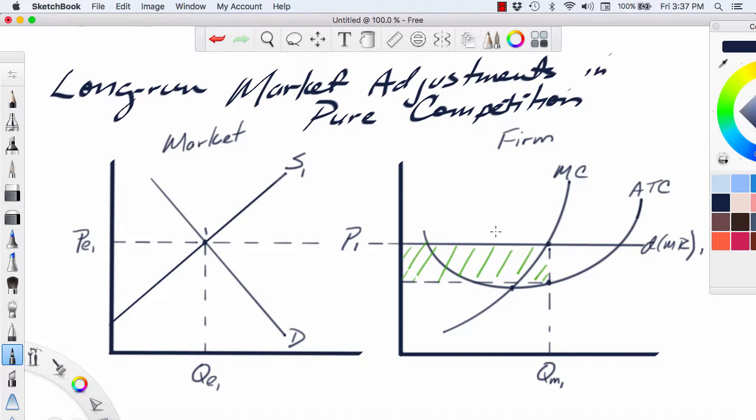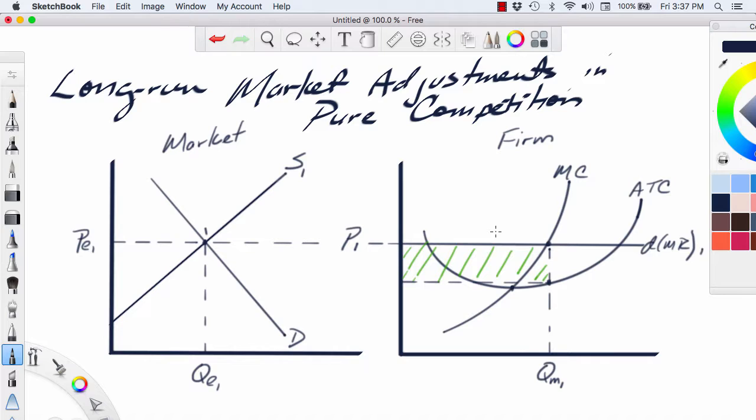Hi, this is Ron Cipcic, and in this particular video we're going to take a look at long-run market adjustments in the purely competitive model. I assume that you've already looked at the other videos that I've offered on pure competition, so you now understand some of the fundamental theory concerning a firm and the market under purely competitive conditions.